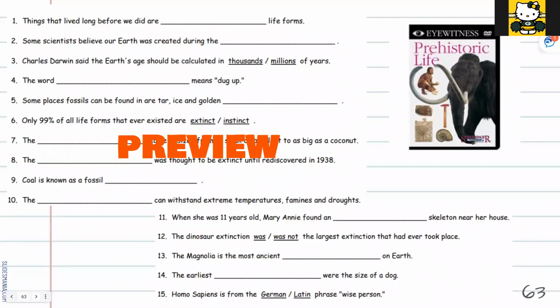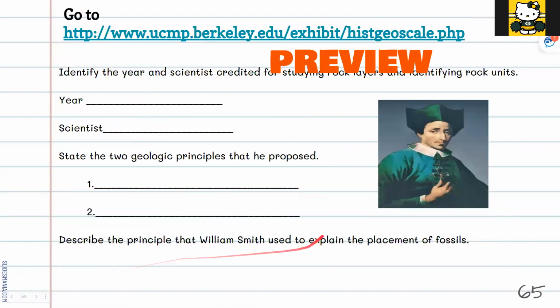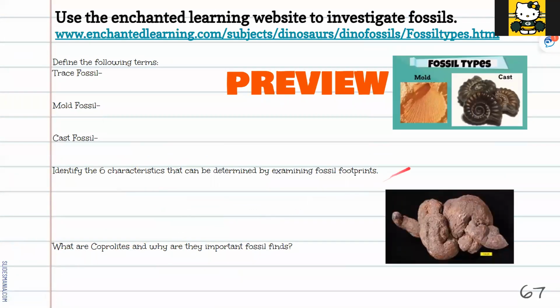That's tomorrow's assignment. And then Friday's work is visiting 4 websites, looking at different parts of geologic time that we've kind of studied as we're wrapping up this unit. So the first place has you looking at rock layers and rock units and placement of fossils. Then we move to the geologic time scale. So again, looking at that a little bit more. Then it's some more about fossils.